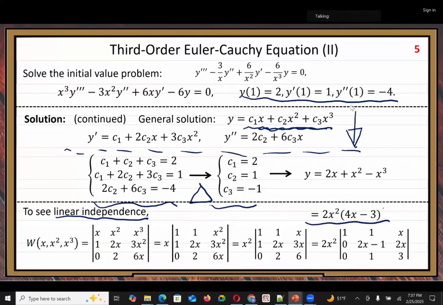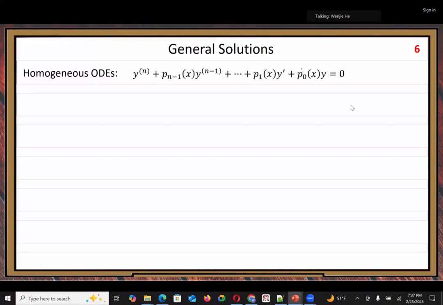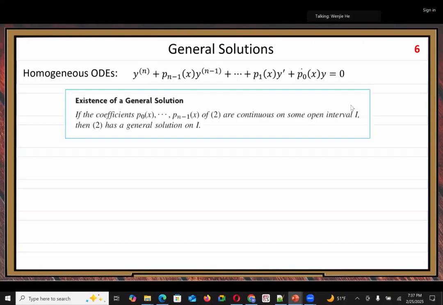So this is the standard form. Same equation, but we write it as a standard form. Now we go to the general solution. First, look at the homogeneous case. Here we generalize the results from second order. We have similar results, and the extension from the second order ODE is pretty straightforward.